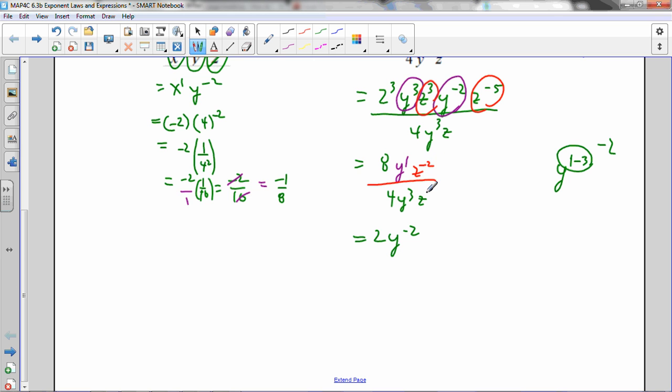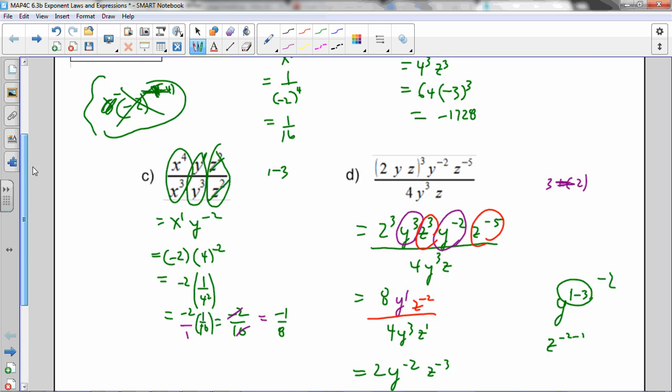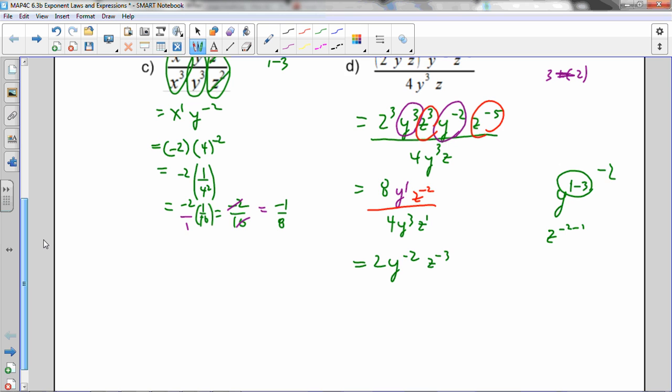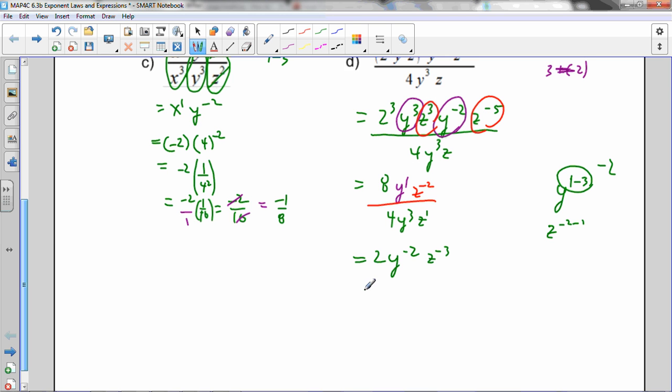Negative 2 subtract z, the exponent on z is an implied 1 there. Z to the minus, well, that's minus 3. And it's getting better all the time. Now, notice here, what's my z value? My z value is minus 3, but it's in the base. I can actually simplify this. If I wanted to write it as a positive exponent, this would be 2 over y squared z cubed.